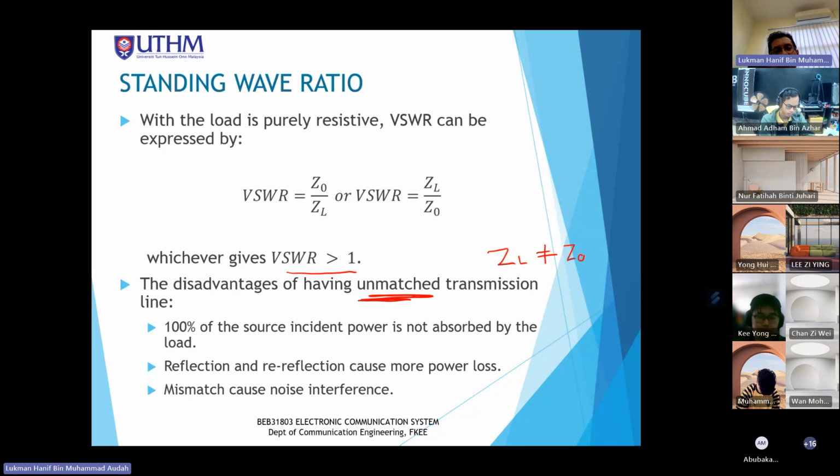The first one is that 100% of the source incident power is not absorbed by the load, which means there's going to be reflection. The reflection and the re-reflection will cause more power loss. Mismatch also causes noise interference in the transmission line. These are among the types of noise in the transmission line.